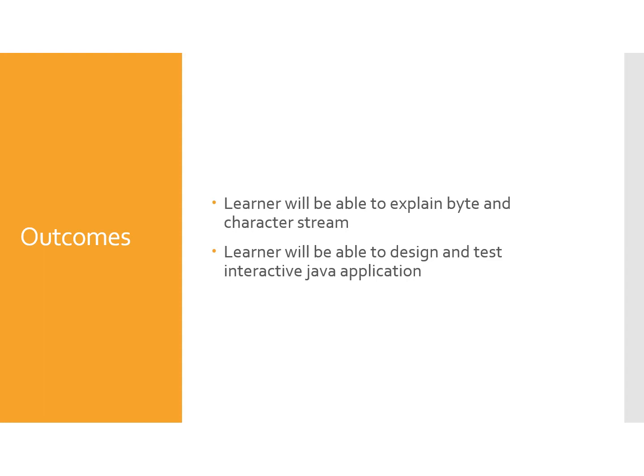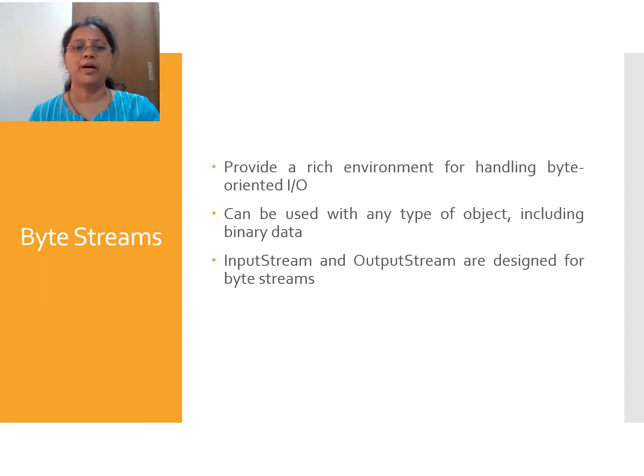So, we'll start with byte streams. Byte streams provide a rich environment for handling byte-oriented I/O. They can be used with any type of object, including binary data. So any type of input-output can be handled using byte streams. Two classes we'll discuss in this: first one is InputStream and second is OutputStream. So these two are designed for byte streams.